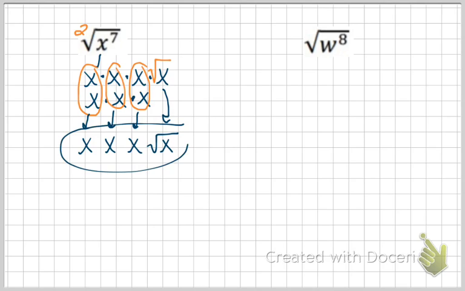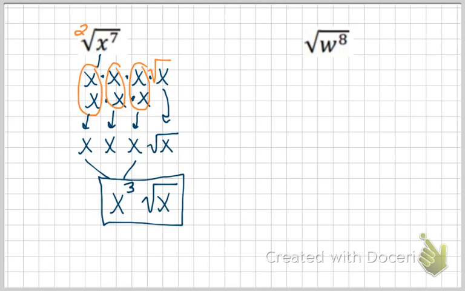Now there is another way of writing this answer in simplified form. So how many x's do you see outside? 3. x times x times x, x to the third, with the square root of x, and that is our simplified answer.